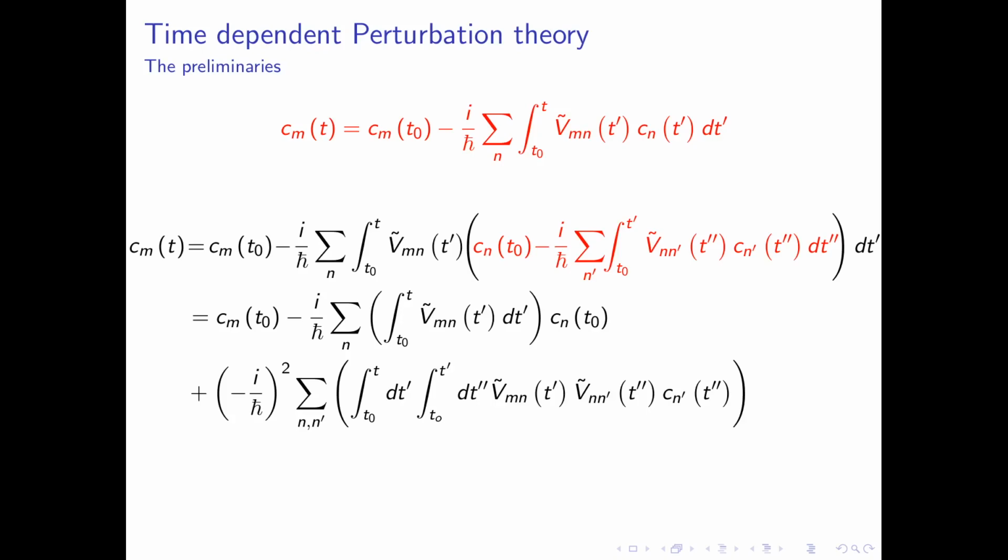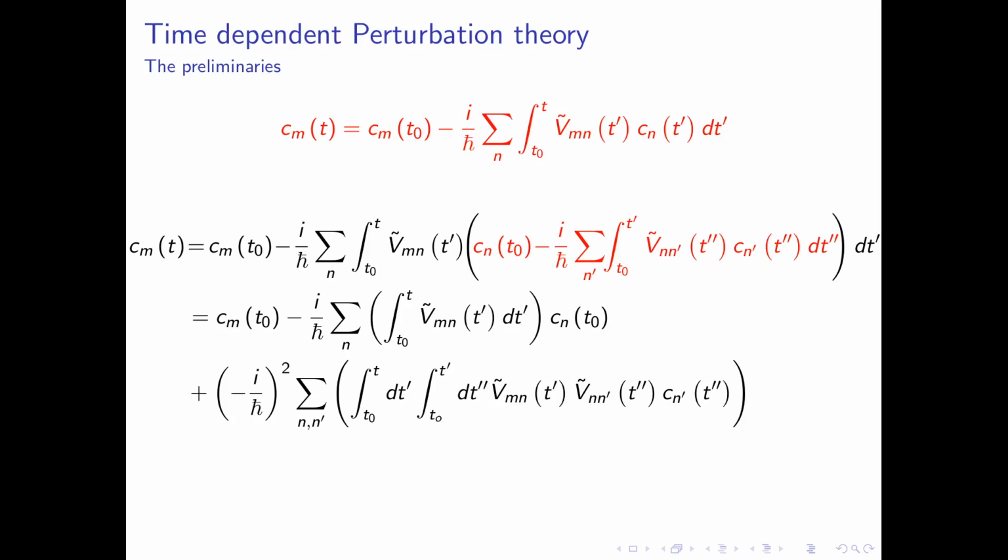So where have the unknown quantities gone? The unknown quantities have now taken refuge in the third term. Plus minus I by h cross whole square, sum over both n and n prime, a double sum, and now you have a double integral from t0 to t, that's t prime running from t0 to t, then t double prime running from t0 to t prime, of the product v tilde mn t prime v tilde nn prime t double prime multiplied by Cn prime t double prime. So this is where the unknown quantities are now.